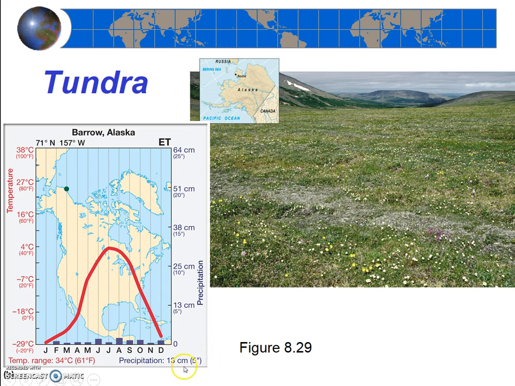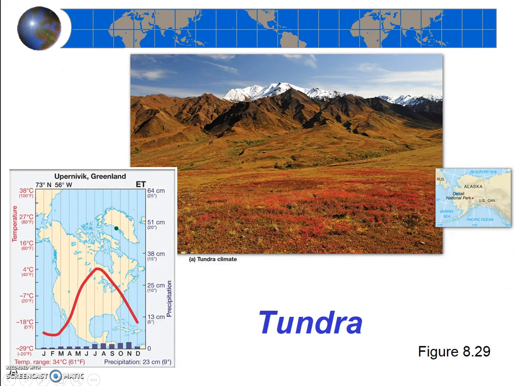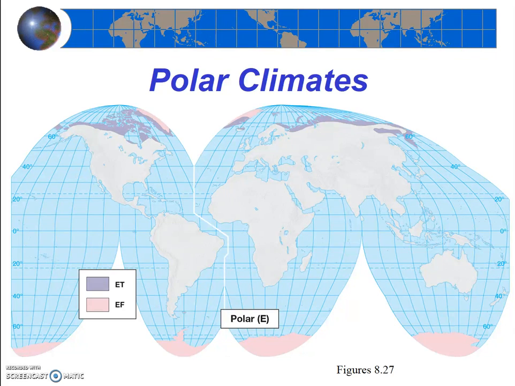So you can see very little rainfall, though not considered a desert because the precipitation needs are so low as well. Here's another shot of Alaska showing tundra, as well as another climograph from Greenland showing a tundra climograph. Again, low-lying plants, but no trees are present. Now we can contrast the tundra climate with the ice cap climate, or the EF climates shown here. These occur in Greenland and Antarctica, basically at high latitudes in the continental interiors.